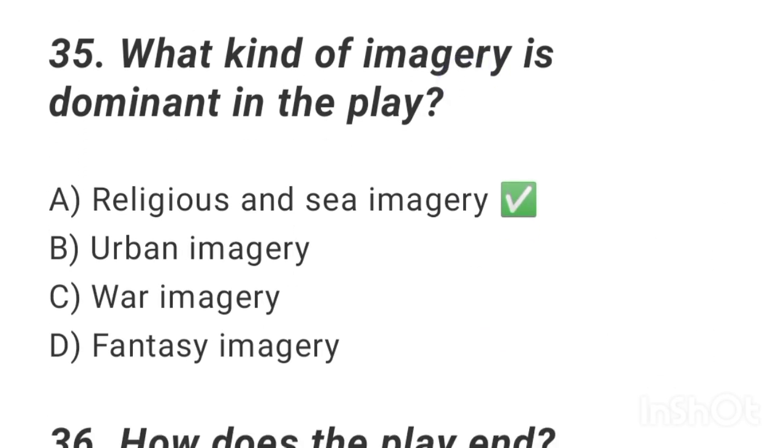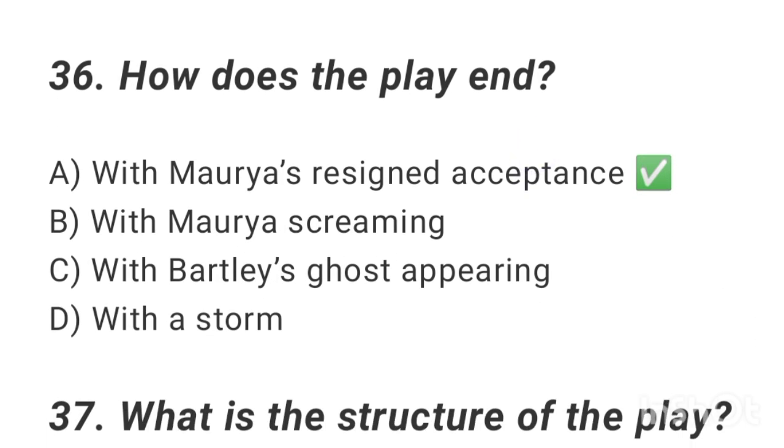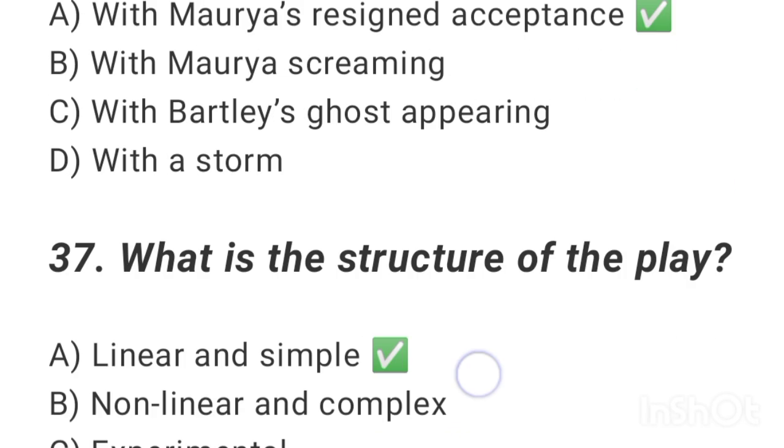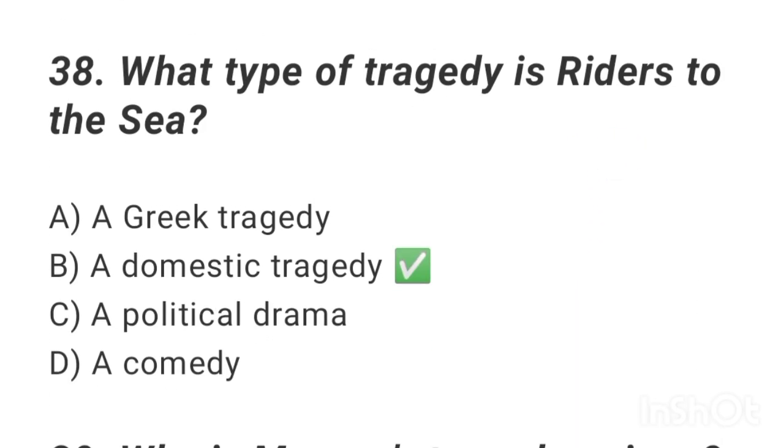Next question. What kind of imagery is dominant in the play? Religious and sea imagery is dominant in the play. Next question. How does the play end? The play ends with Maurya's resigned acceptance. Next. What is the structure of the play? The play is linear and simple. What type of tragedy is Riders to the Sea? Riders to the Sea is a domestic tragedy.